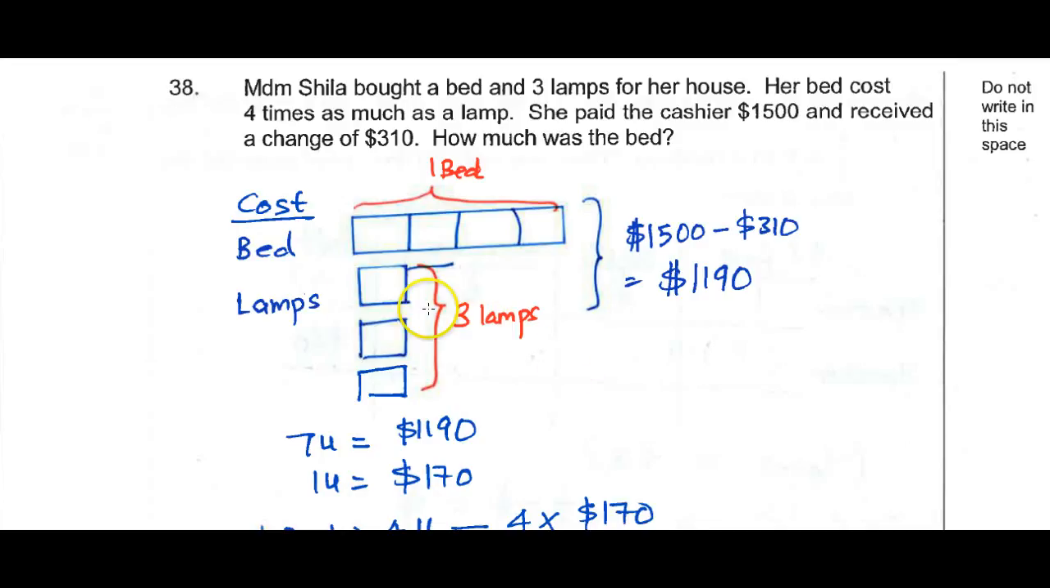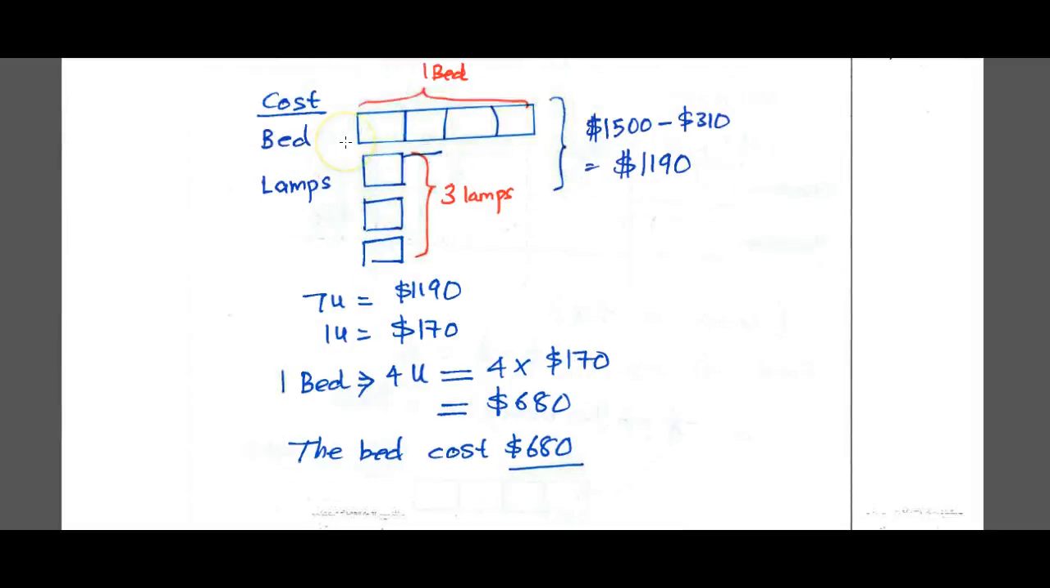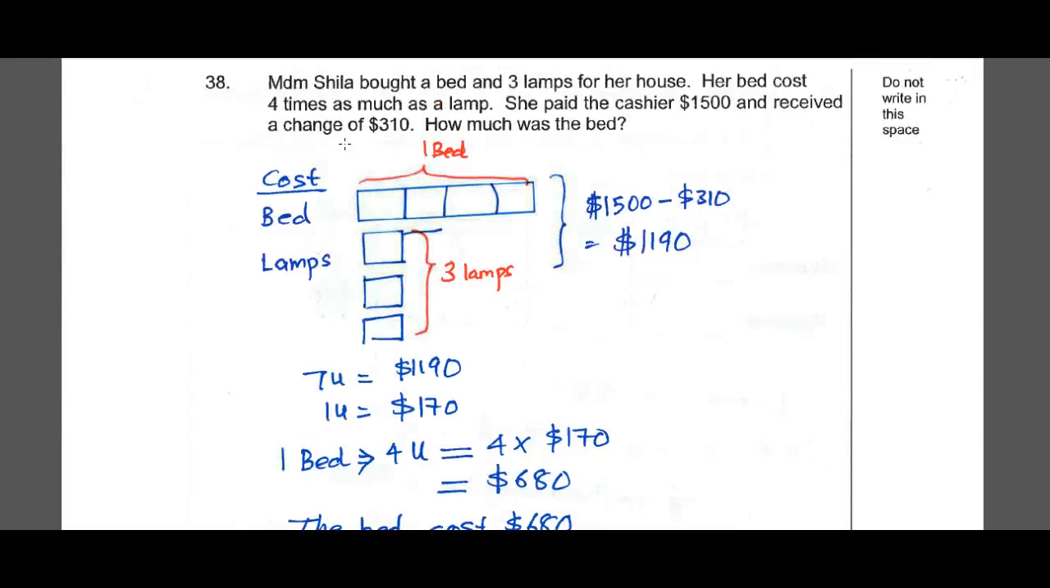Now for this case, you must continue and learn how to draw the models. Okay, let's read together. Madam Sheila bought a bed and 3 lamps for her house. Now leave this first, but go into the relationship of the cost between the two items. So you must say, how much is a bed and how much is a lamp?